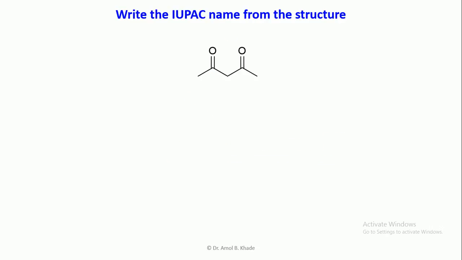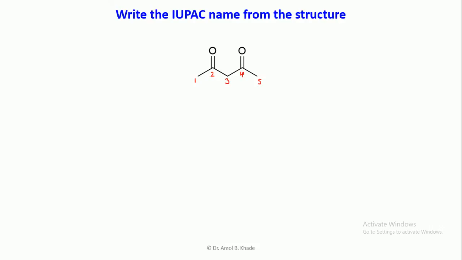Now can you try to solve this structure? There are two keto functionalities here. Okay, so we can name as 1, 2, 3, 4 and 5. We can give the numbering and then you can write the name of this compound.